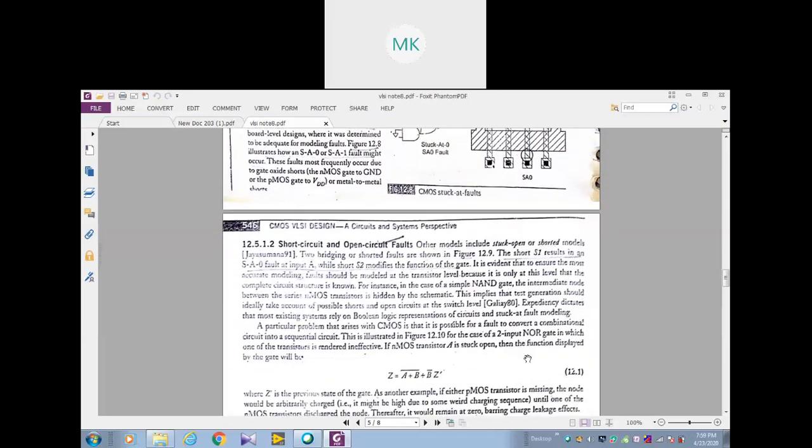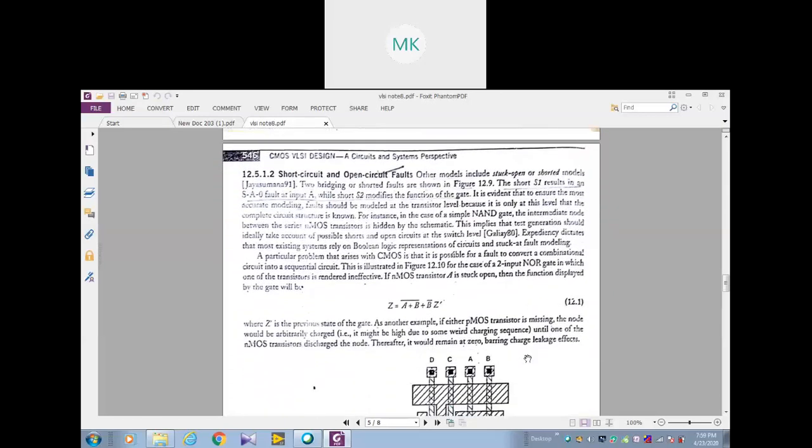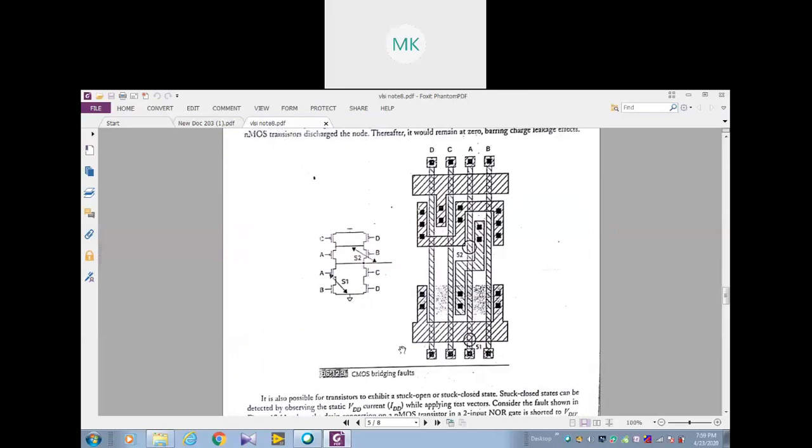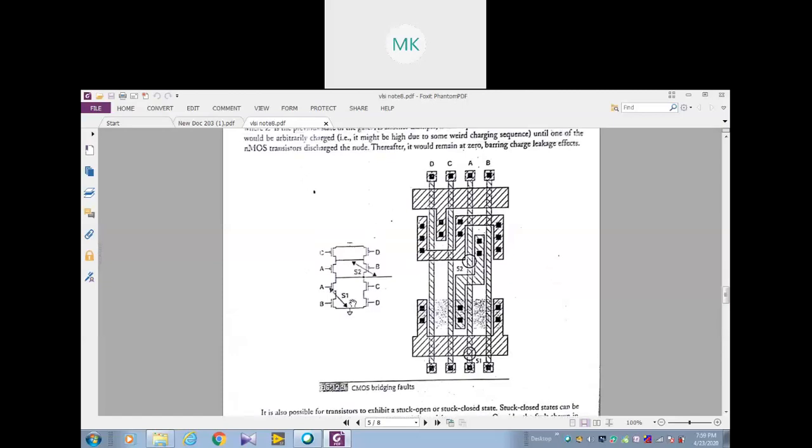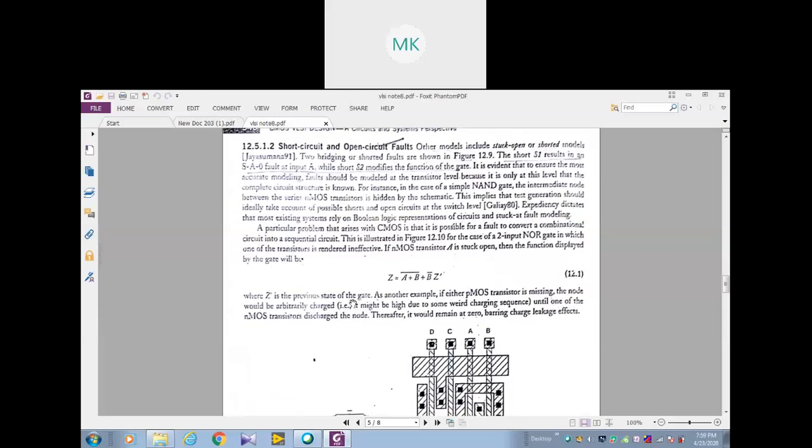Next is short circuit and open circuit fault. Now see the example. This is a short circuit fault. If this internal node line is shorted to the output, or if this A is shorted to the ground, this is called a short circuit fault.